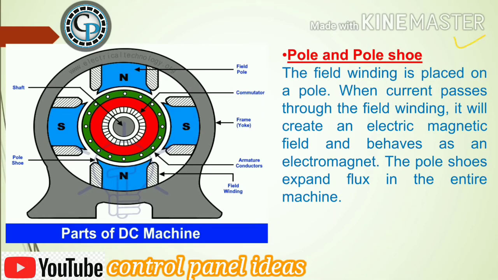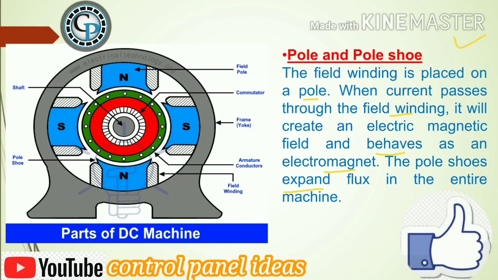Pole and pole shoe. The field winding is placed on a pole. When current is passed through the field winding, it will create an electromagnetic field and behaves as an electromagnet. The pole shoes spread flux in the entire machine.